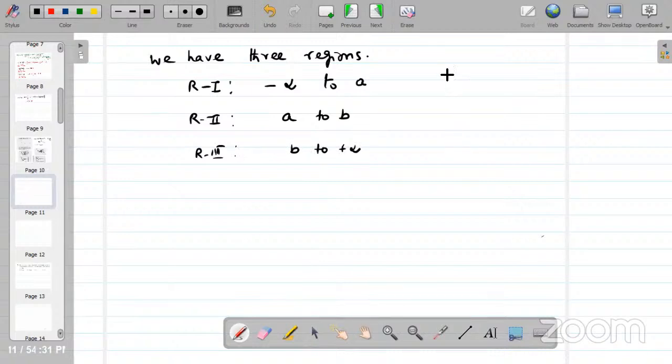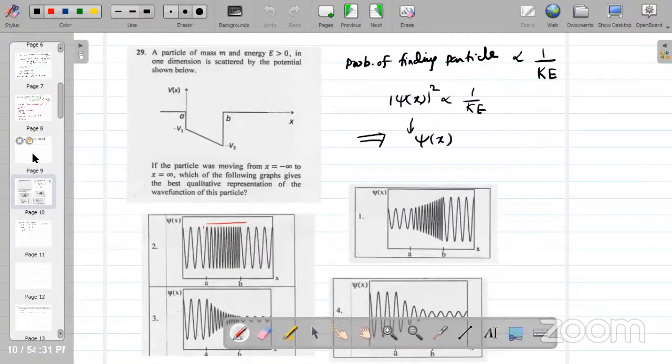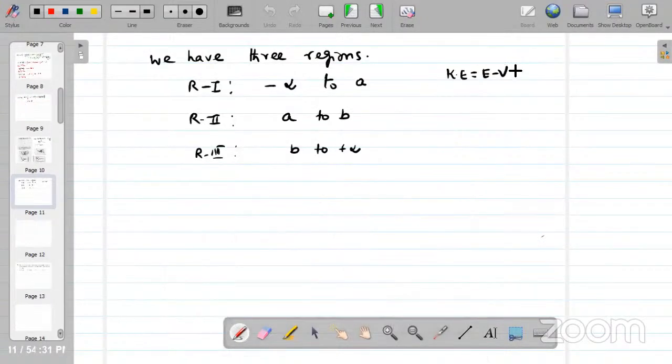So in region 1, what is the kinetic energy? E minus V. Let's look at the problem here. In region 1, from minus infinity to A, the potential is 0, right? Since the potential is 0, the kinetic energy is constant. Then in region 2, the kinetic energy will be E minus V. But since the potential is not constant over region 2, we should calculate at A.